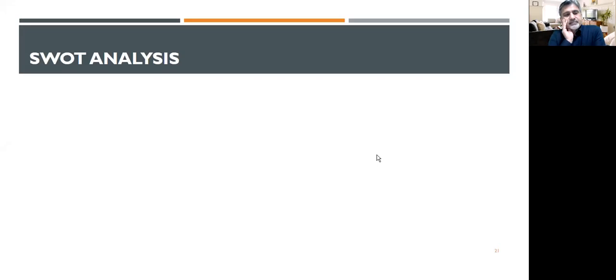SWOT analysis. I think some of you might have already heard about it. It's the most widely used thing. Somebody asked who gave this SWOT analysis. If I'm not mistaken, it was given by Stanford Research Institute. Now the name has changed and it is called SRI International. And this is a model which was given in the 1960s.